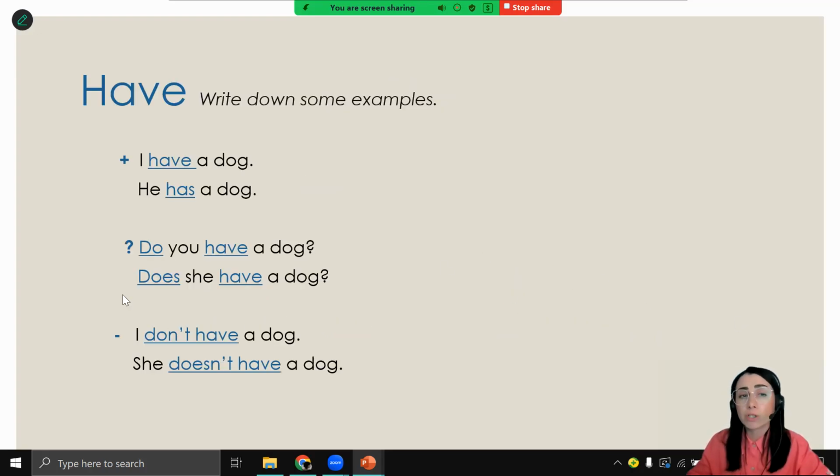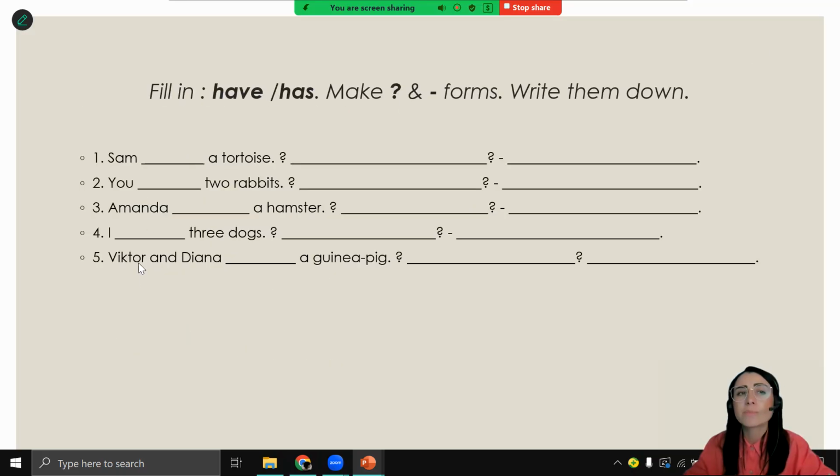To make question form, we put do and does in the beginning of the sentence. Do for I, you, they, does for he, she, it. And then we use a regular form of have. So, do you have a dog? Does he have a dog? And to make negative, we use don't and doesn't. I don't have a dog. She doesn't have a dog. All this is American English because in British English you need to use got as well, but this is another topic. Now let's practice.